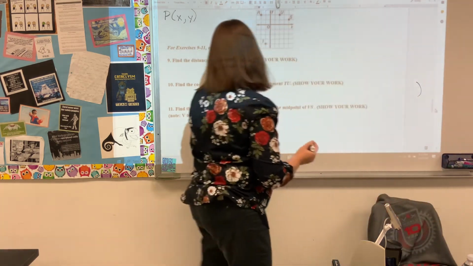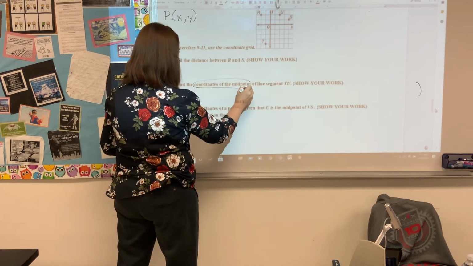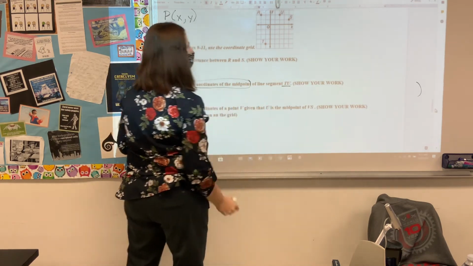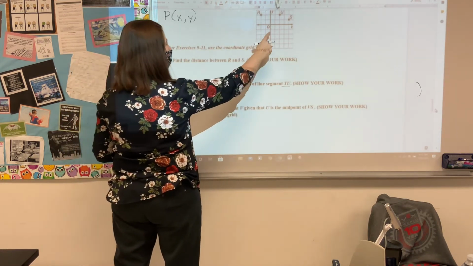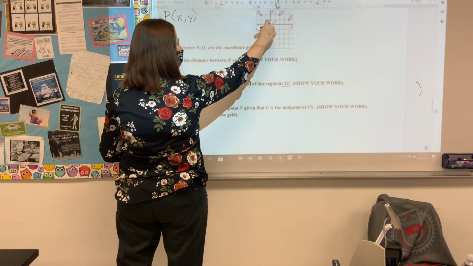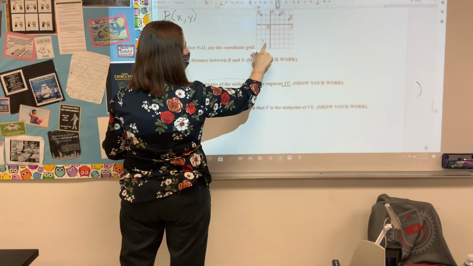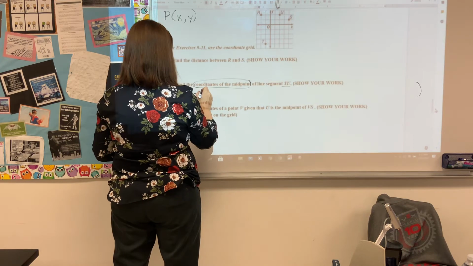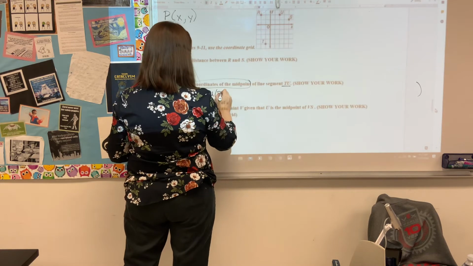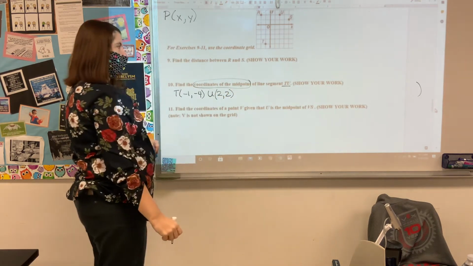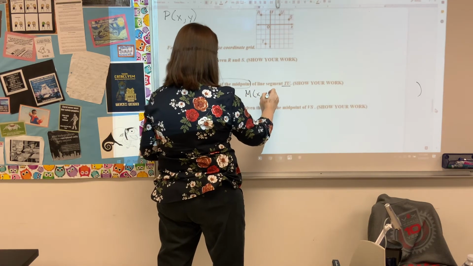Okay, number 10 says, find the coordinates of the midpoint. I need to find the midpoint of TU. T is located at -1, -4. Both are negatives. U is at 2, 2. Both positive. Okay, I have a midpoint where I need to find the x and y.